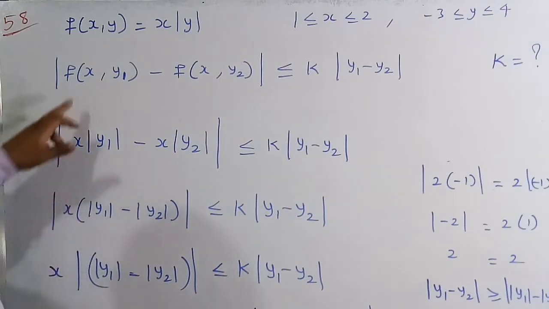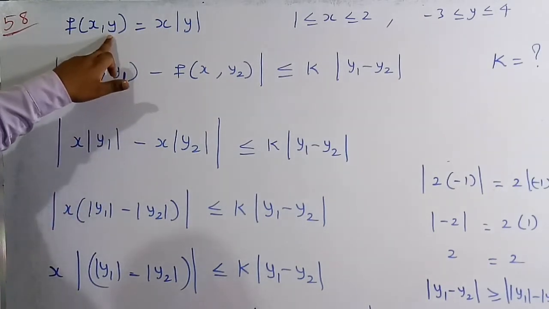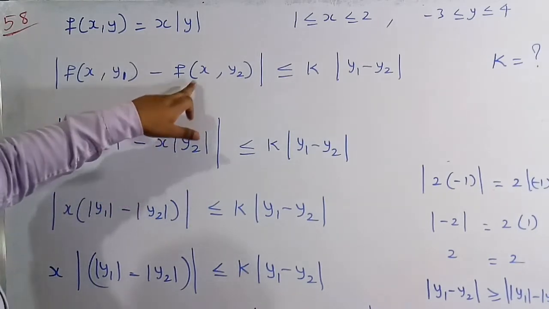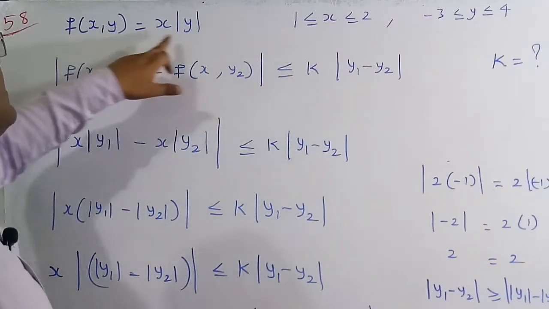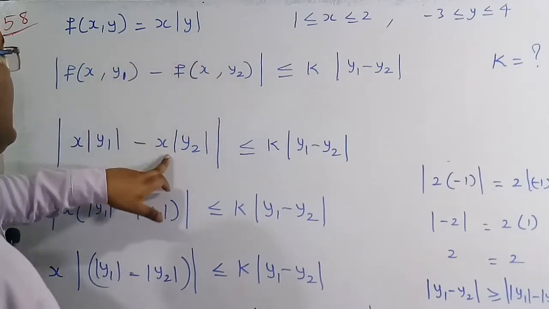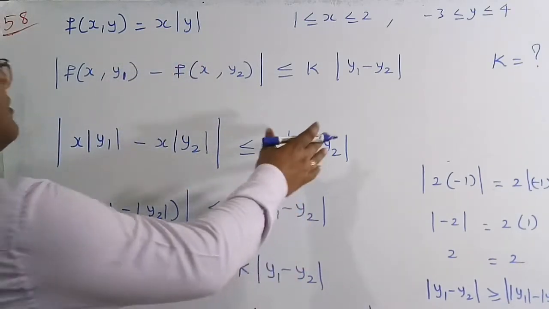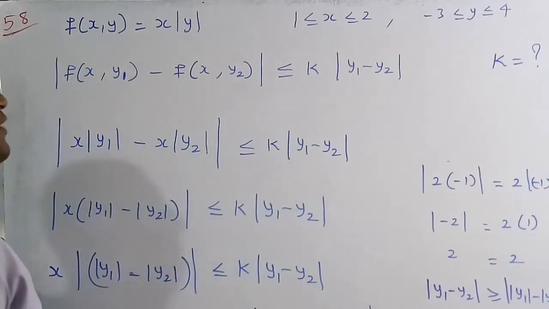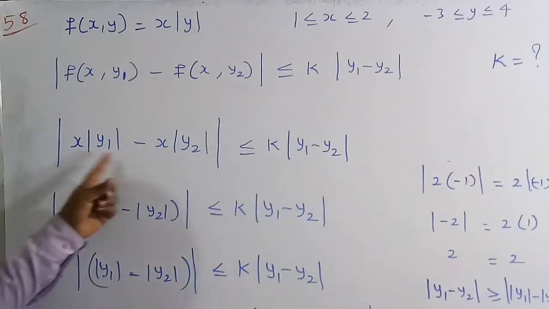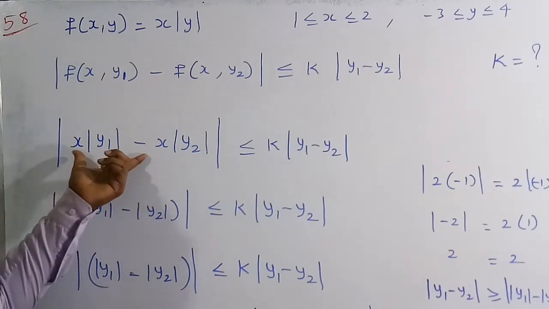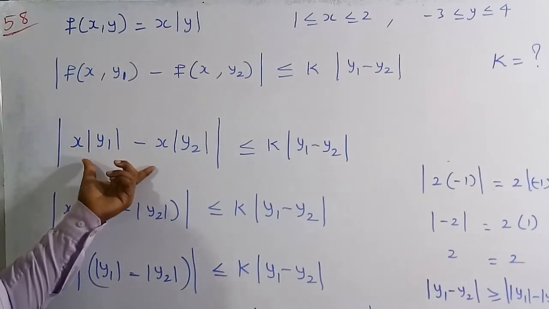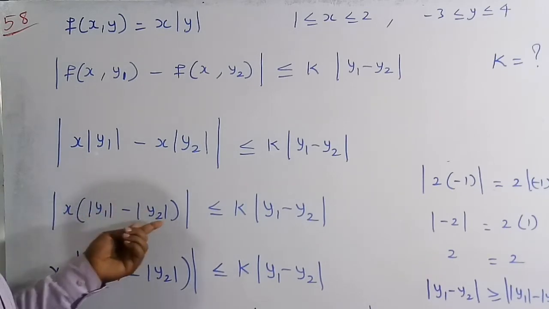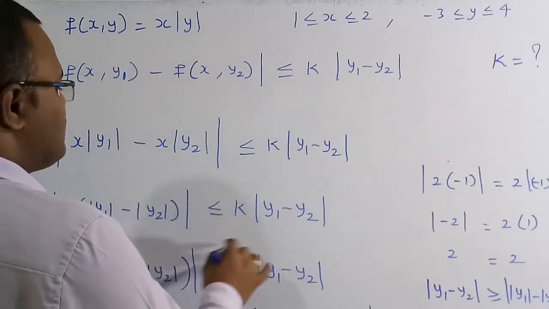See here, f(x, y1) means in place of y replace y1, so we get x times mod of y1. Minus f(x, y2): in place of y just replace y by y2, so we get x times mod of y2, and remaining everything is the same, which is modulus of ... less than or equal to k times modulus of y1 minus y2. Here x is a constant, in both the terms x is the same value, so we take it as common. So x times mod of y1 minus mod of y2, overall modulus, is less than or equal to k times modulus of y1 minus y2.